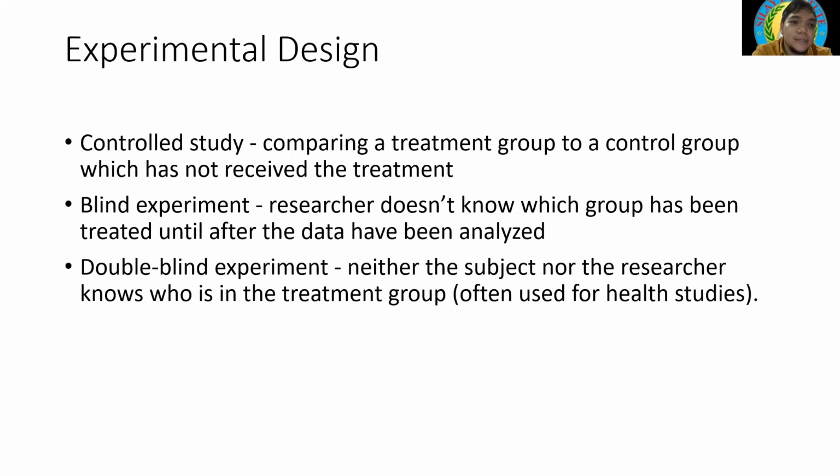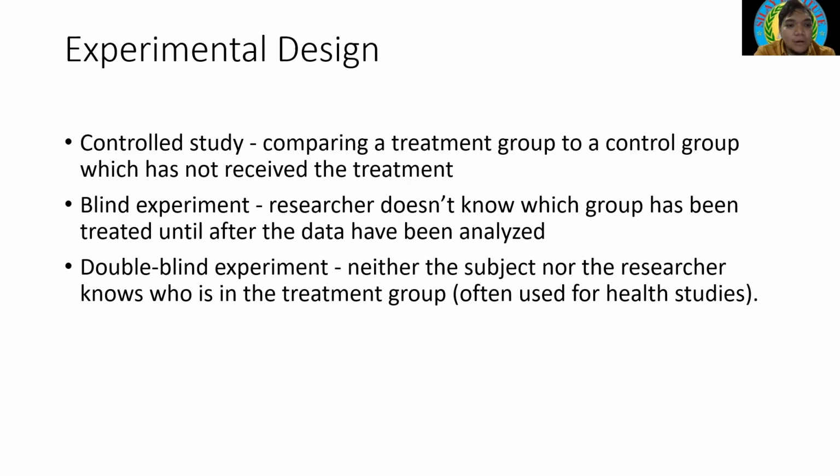And we also have experimental designs in sciences. In experimental designs or research, we have the controlled study, the blind experiment, and the double blind experiment. A controlled study is a comparison of a treatment group to a control group which has not received any treatment at all, meaning it is controlled by the researchers, of course. And in a blind experiment, researchers don't know which group has been treated until after the data has been analyzed.